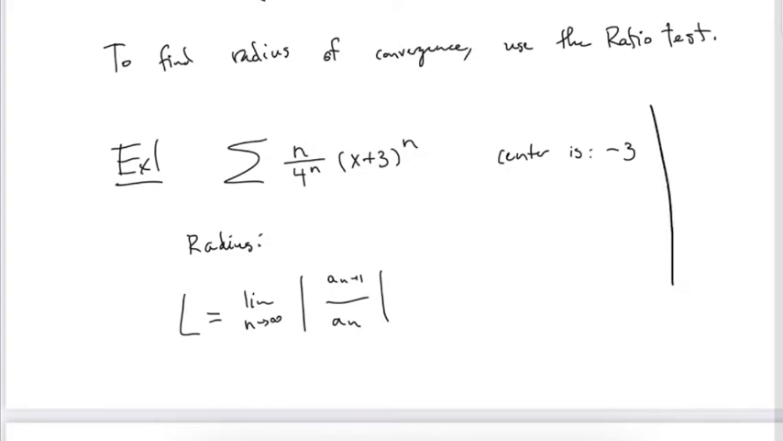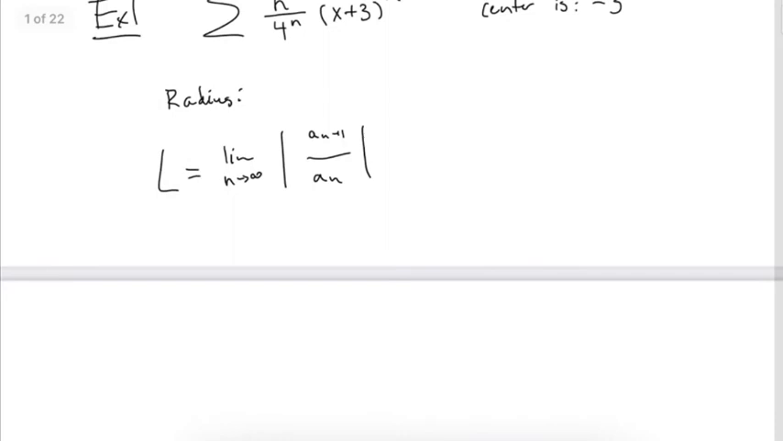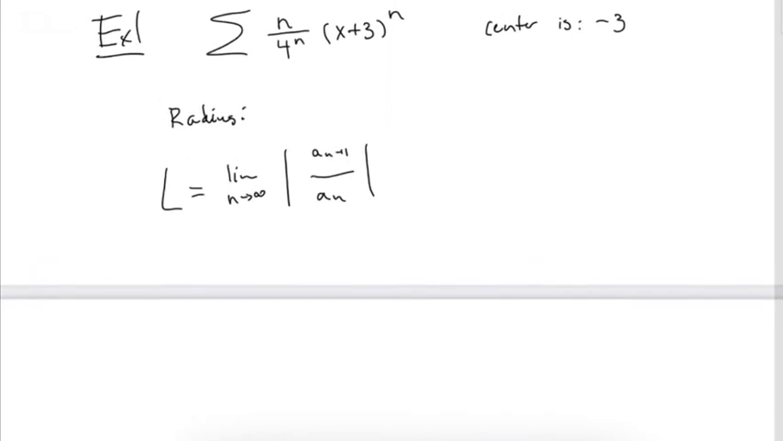I'm going to go down here. I hope I can keep this on the screen. So the L is going to be lim n goes to infinity, absolute values, which hopefully won't matter much at least. I'm going to go a n plus 1 first. So that would be reading the original formula in the series, but replacing all the n's with n plus 1. So it's going to be n plus 1 over 4 to the n plus 1 times x plus 3 to the n plus 1. That's a n plus 1, and then divided by a n.